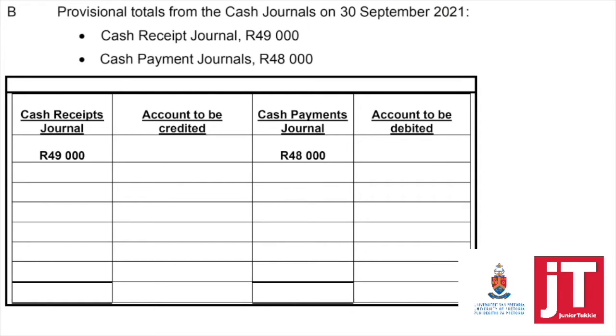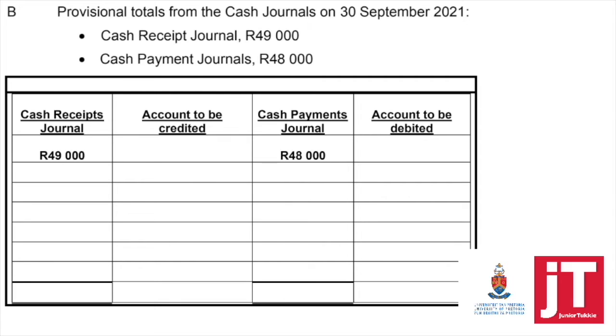Information B, the provisional totals from the cash journals on 30 September 2021. If you look at your answer book, can you see this is what I referred to earlier? It's asked in a different way. Just because it's asked in a different way, don't get flustered in an exam. Just apply the basics. It's just a different format.